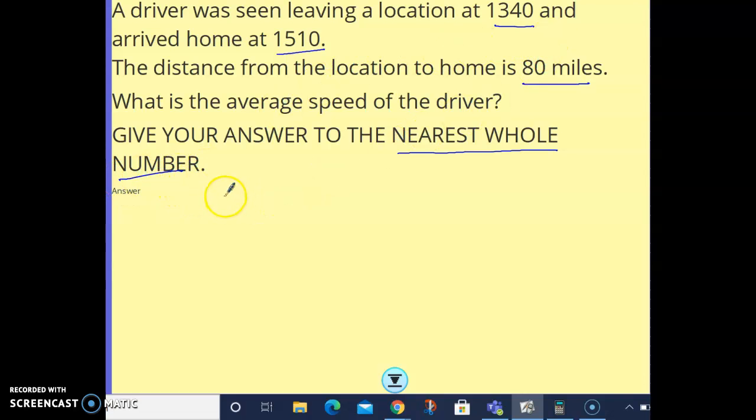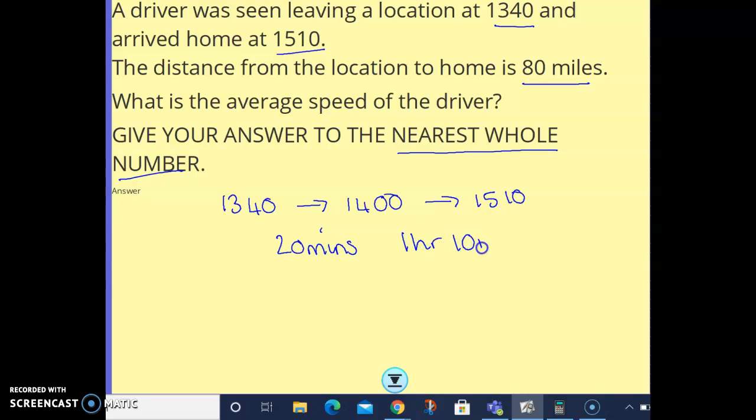So let's start by working out the time. We're starting at 13:40. I want to get to 15:10. I'm going to start by going up to 2 o'clock. That's 20 minutes. I'm going from 2 o'clock to 3:10. It's 1 hour and 10 minutes. So altogether that's 1 hour 30 minutes, which is 1.5 hours. So it'll be 1.5 hours.